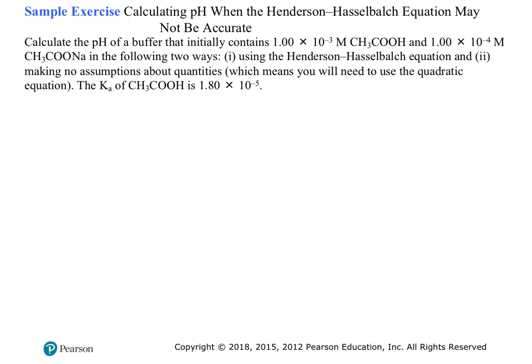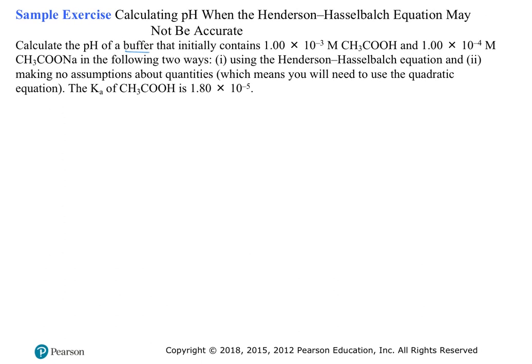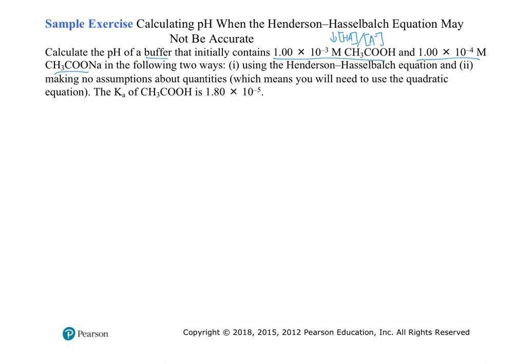Here's an example of when Henderson-Hasselbalch might not work, so my approximation is not going to hold up. Here we have a buffer with concentration 1 times 10 to the negative 3 molar of acetic acid and 1 times 10 to the negative 4 molar of sodium acetate. So already we can see low concentrations of my acid and base pair. And also, they're not very similar. They're off by a factor of 10. That's not close in concentration.